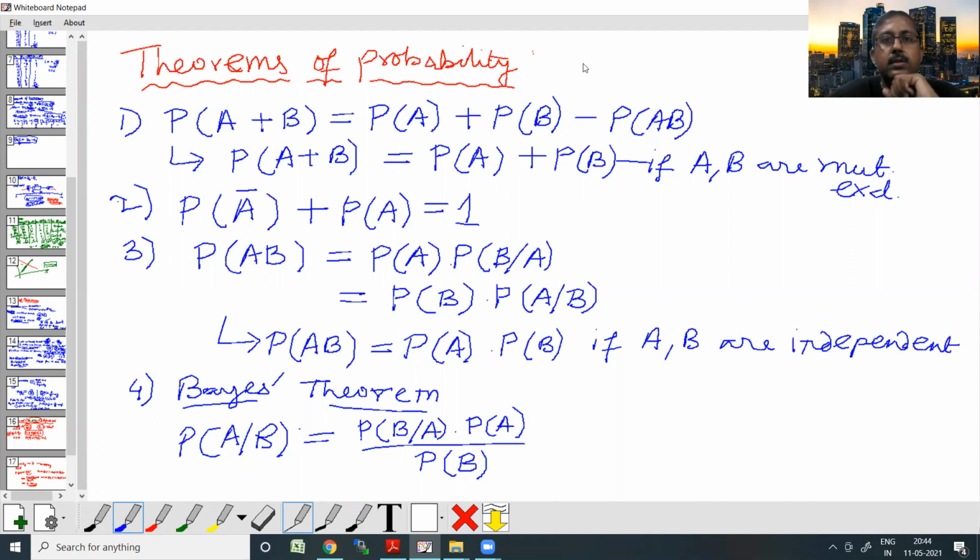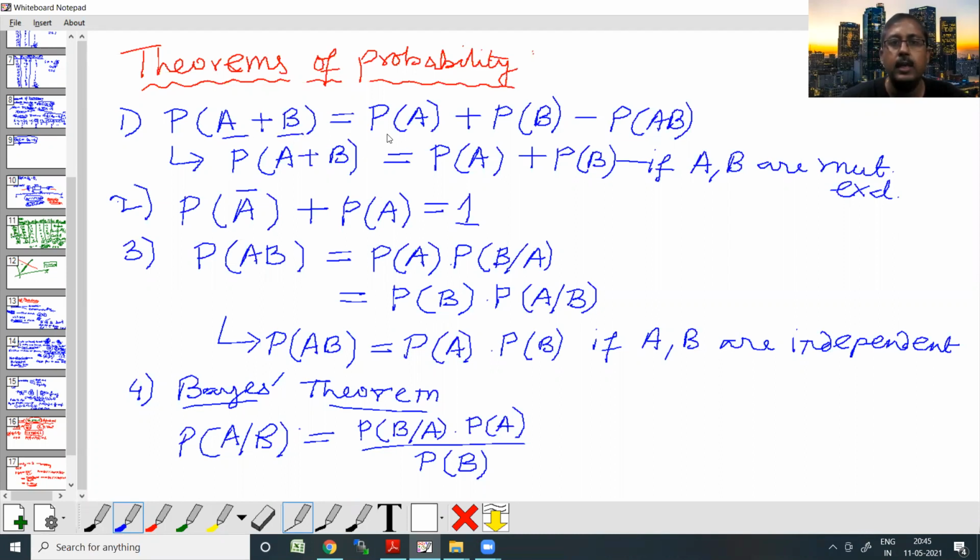So we have already understood the definition of probability, right? The classical definition of probability. Now let's try to understand a few theorems which are very important in context of the probability, right? The first and foremost theorem is basically when there are two events, A and B, okay?